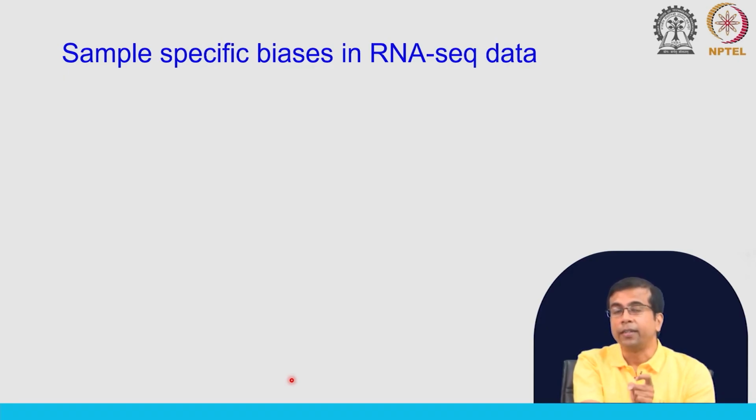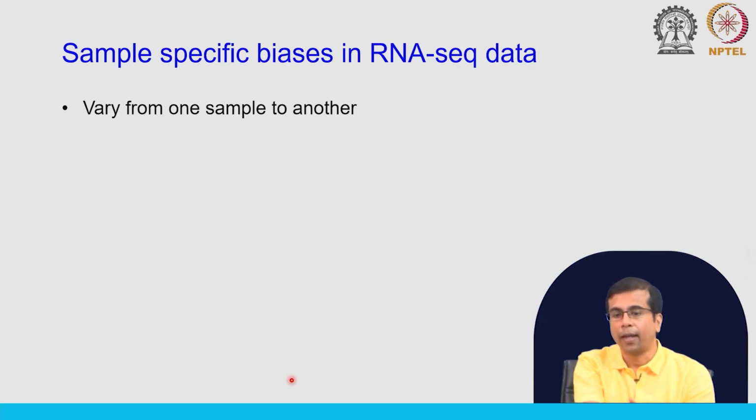But what we see is that these biases are sample specific, okay, and this means we have to correct for these biases at the sample level. Okay. And as I mentioned, this is unique to each sample. So, they vary from one sample to another.